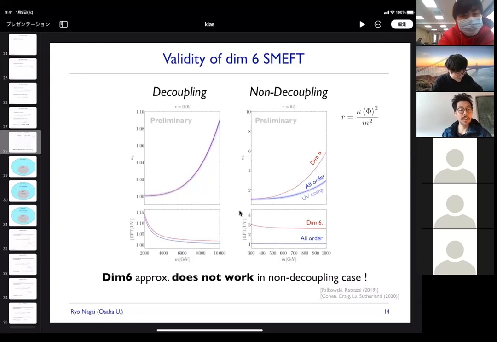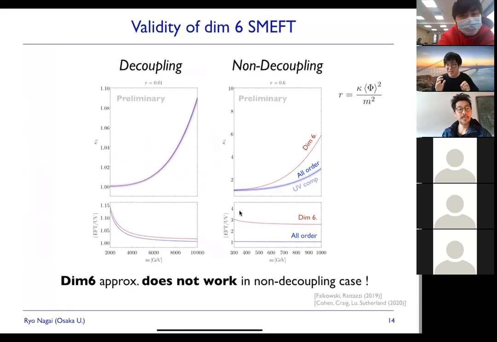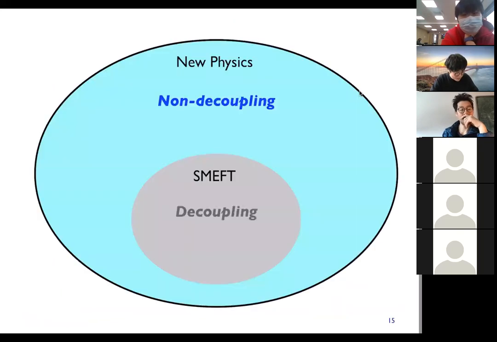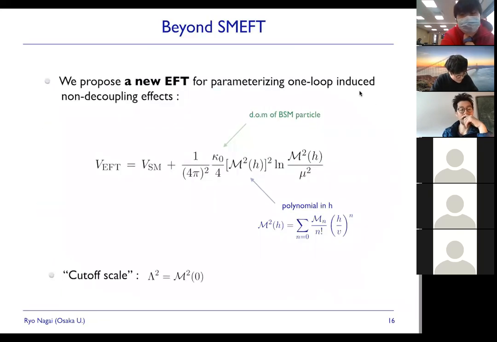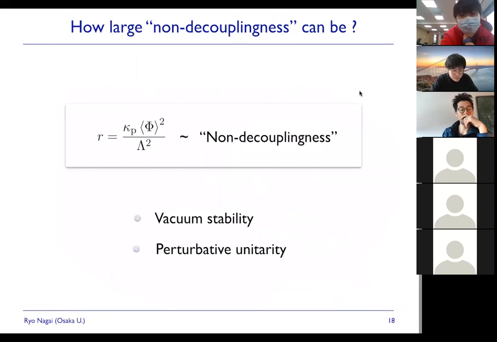Okay, thank you. Yeah, so your question is very reasonable, because when we consider the non-decoupling case, it means a large kappa, so we have to take care of the perturbative constraint. So I will discuss it. Okay, thank you very much. So let us discuss that point. The next topic is how large the non-decouplingness can be.